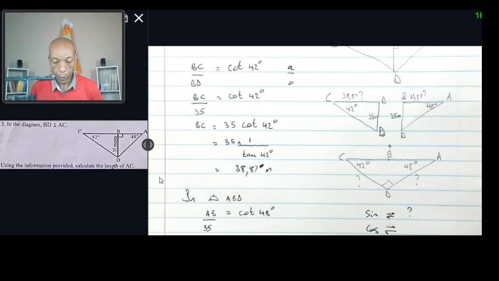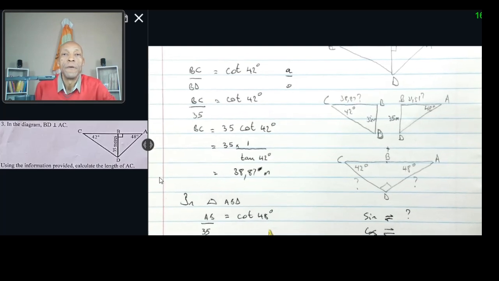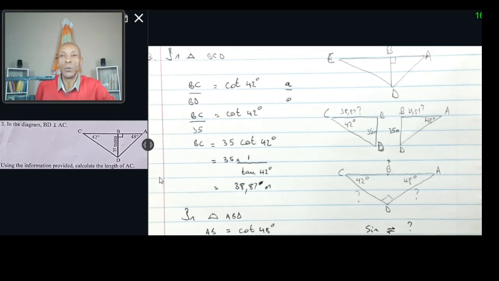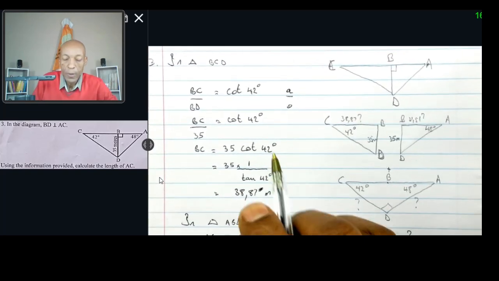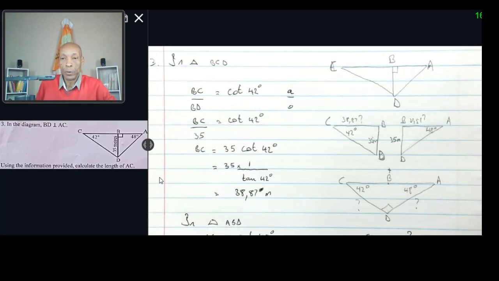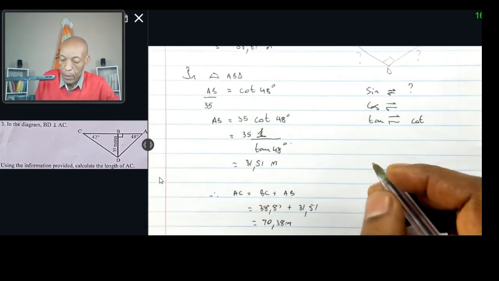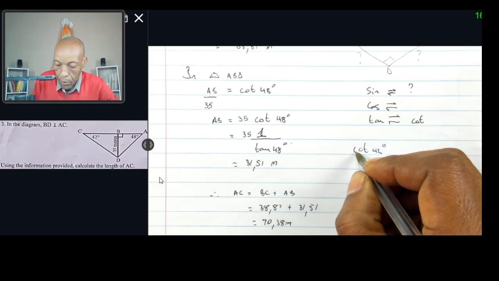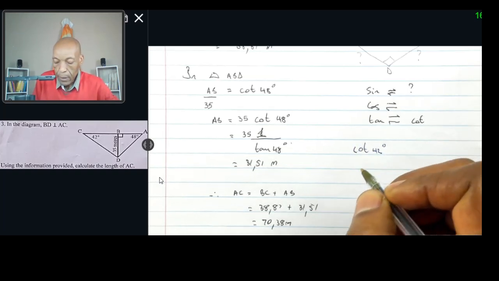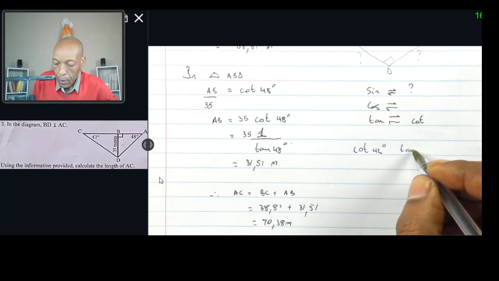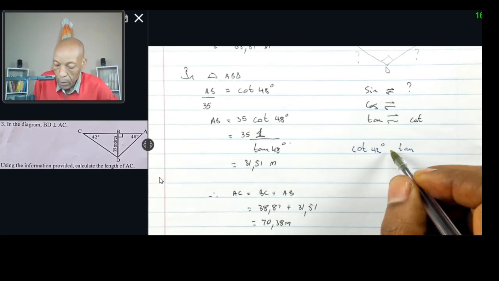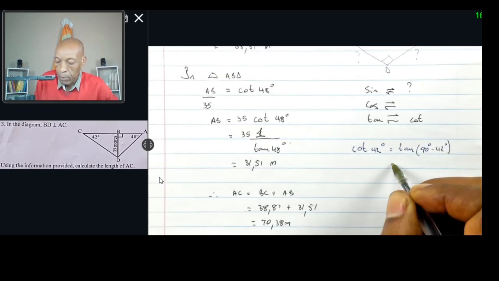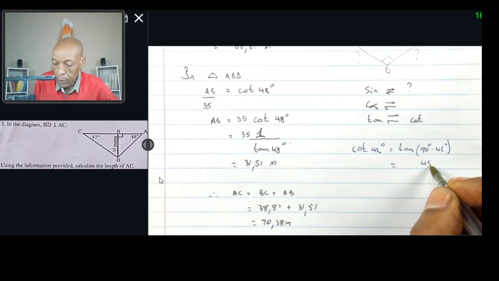Right, so I hope that they have taught you the reciprocal. Now, let me show you something. If you are confused by this 1 over and all of that, this is what we do. If I have cot 42 and I want to use a familiar ratio, I want to use tan. It must be equal to tan of 90 minus 42, which is 48.